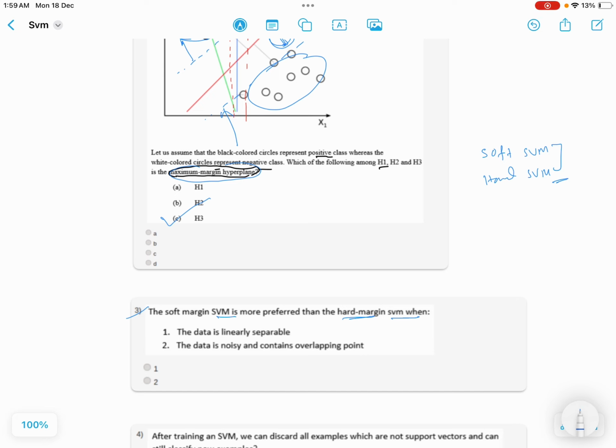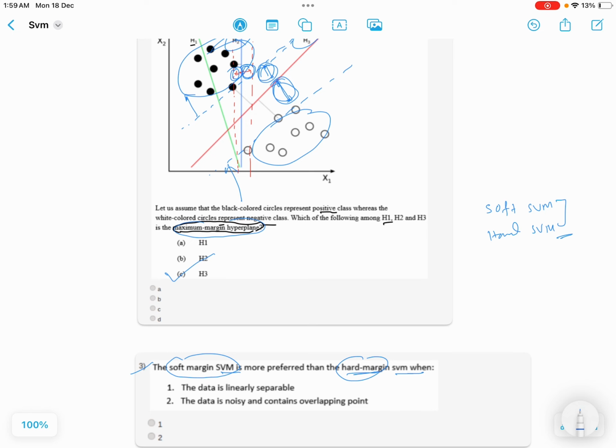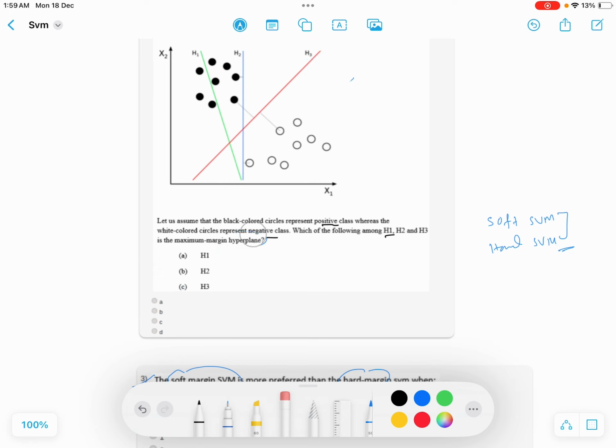In soft margin SVM we allow misclassifications, right? But in hard margin SVM we are not allowing misclassification. What do I mean to say? Let's look at this example. There might be chances that we may have one outlier, right? So that may be here. Let's suppose it may be here.